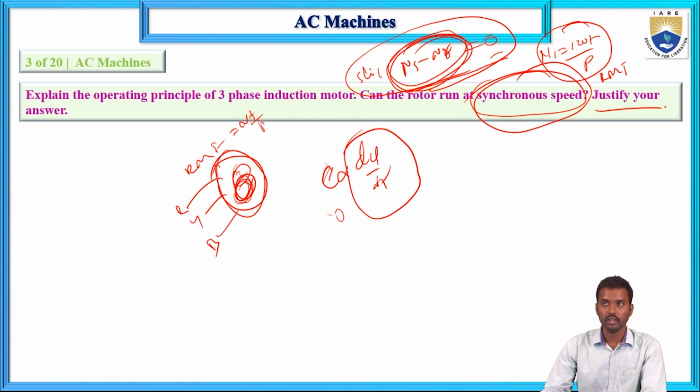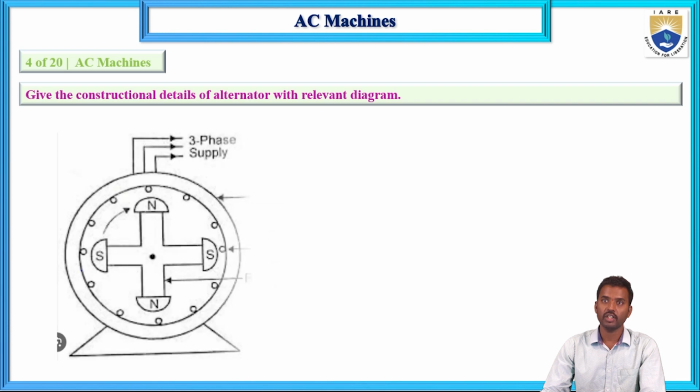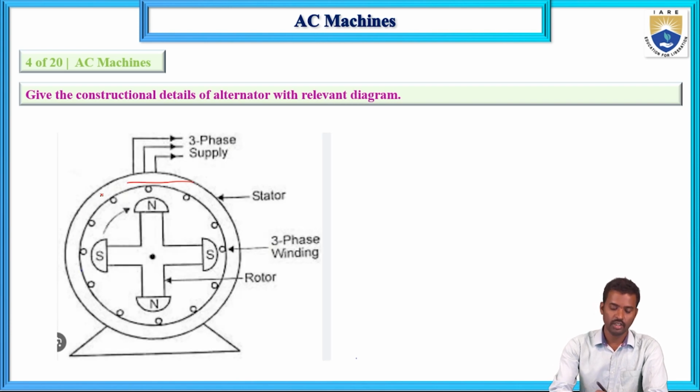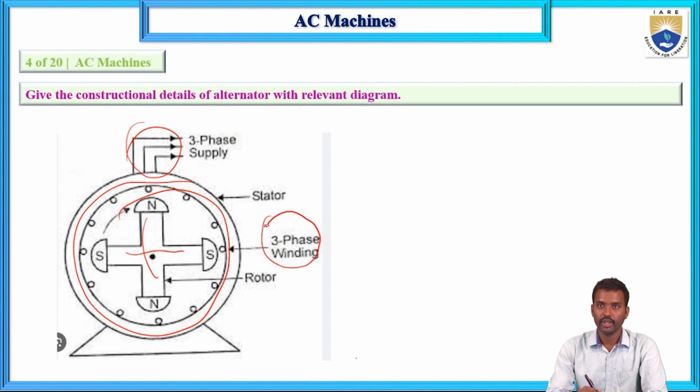That is next, the fourth question: give the constructional details of an alternator. I explained this already. The rotor is salient pole, and non-salient pole means cylindrical. The stator core carries the three-phase winding, and the rotor also carries the rotor winding. Here you can give the DC supply to this rotor.